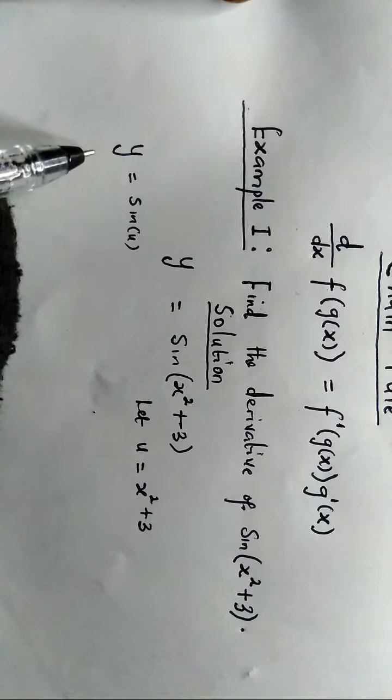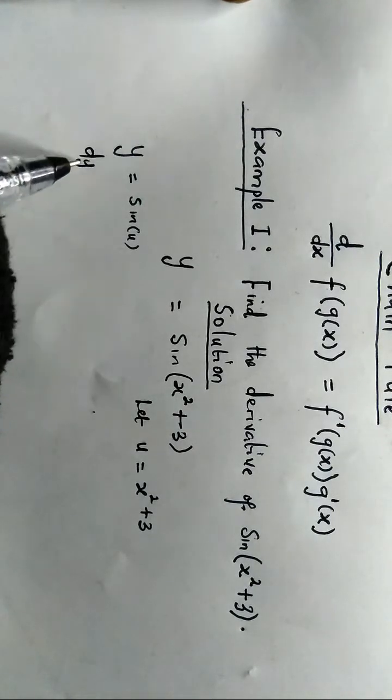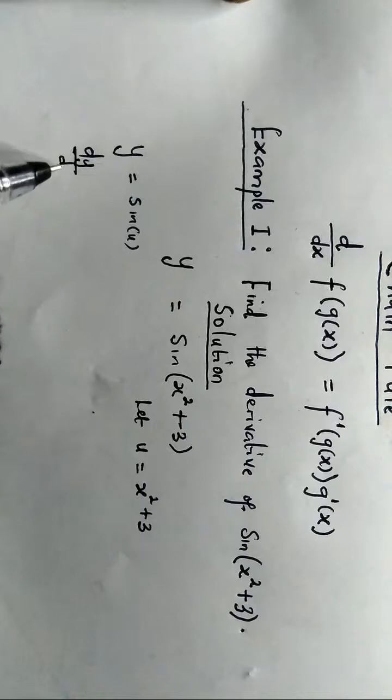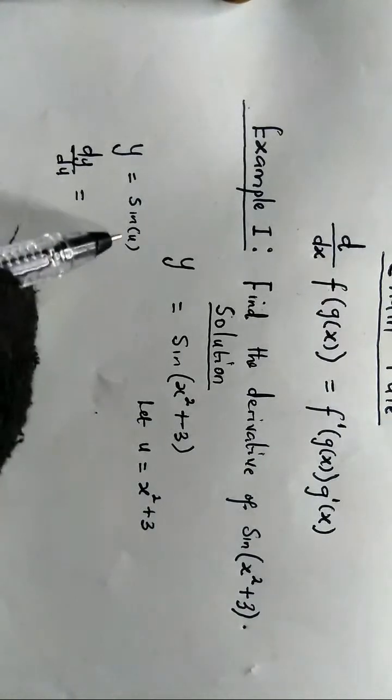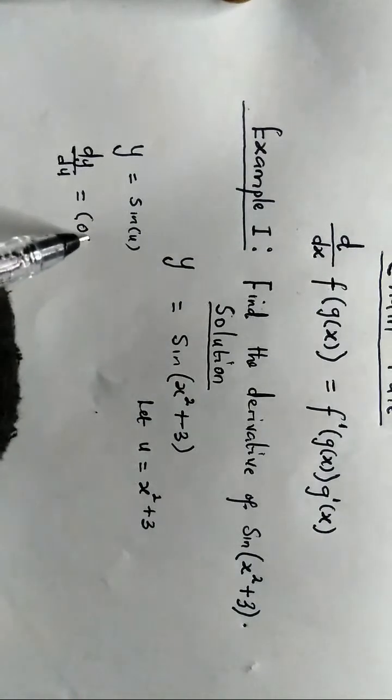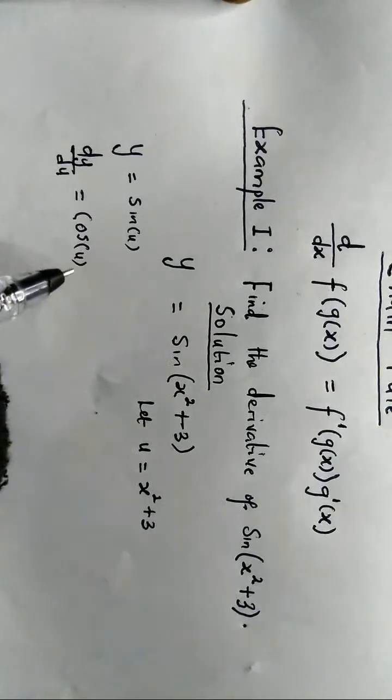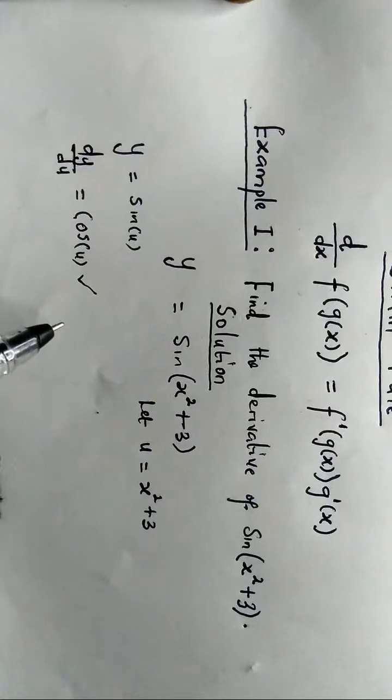From here, we already know that dy du, that is the derivative of the sine function, will always give us the cosine function of u, right? So we are done with this.